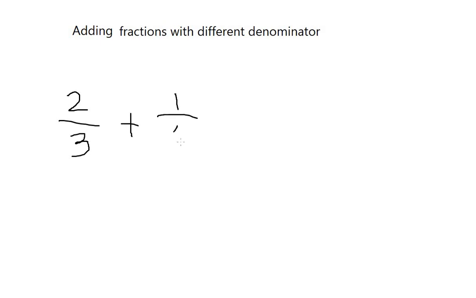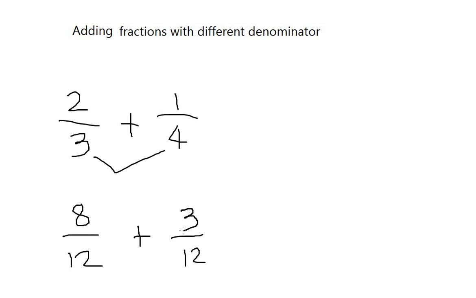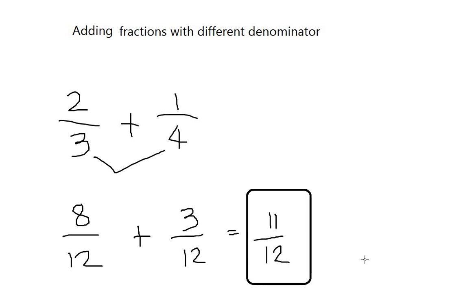So same thing, we need to find the least common multiple, and that's 12. We already know that 2/3 is 8 over 12, and 1/4 is 3 over 12. So simply add the numerator, which is 11 over 12. You copy the denominator. So that's it. Very easy, right? Any questions?